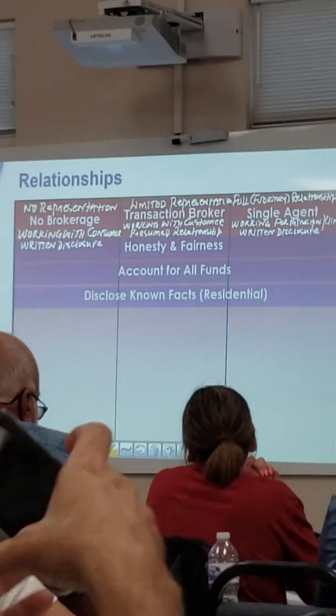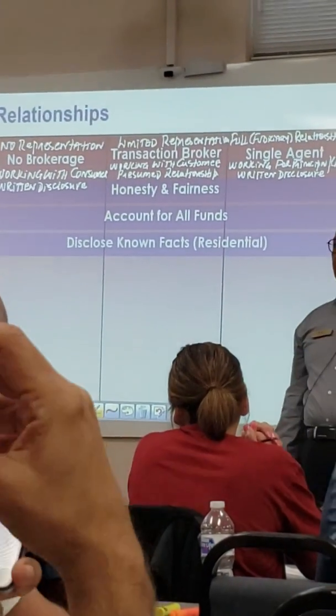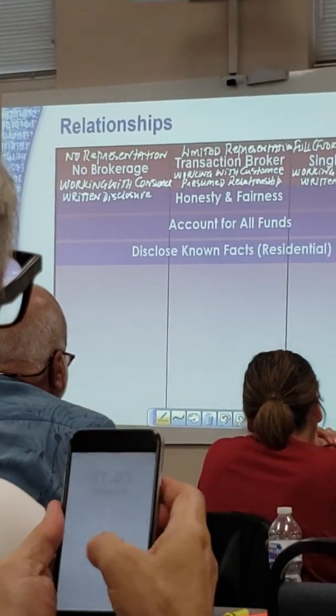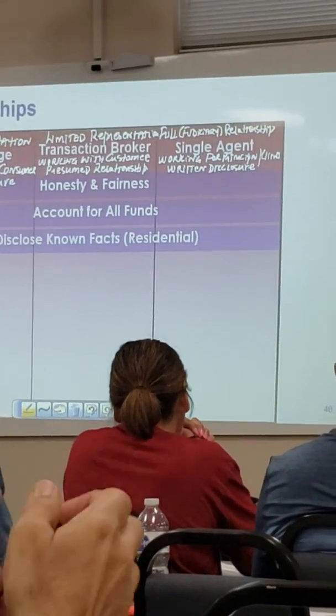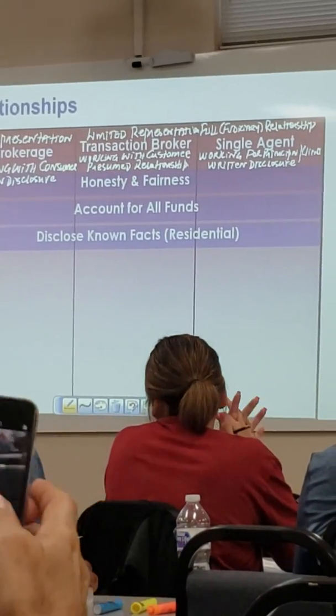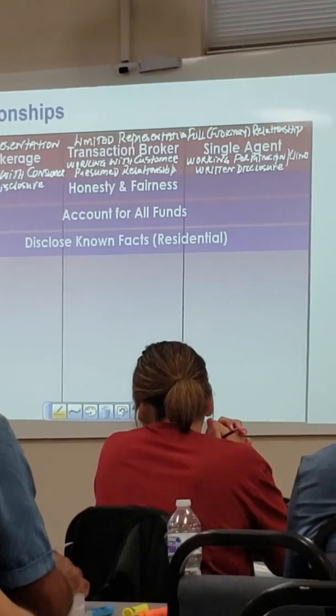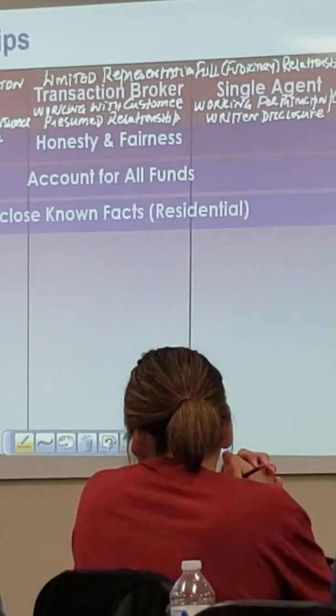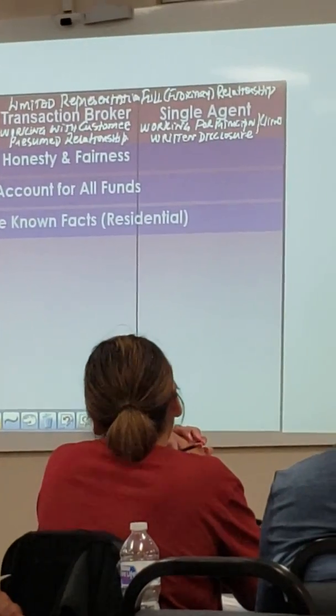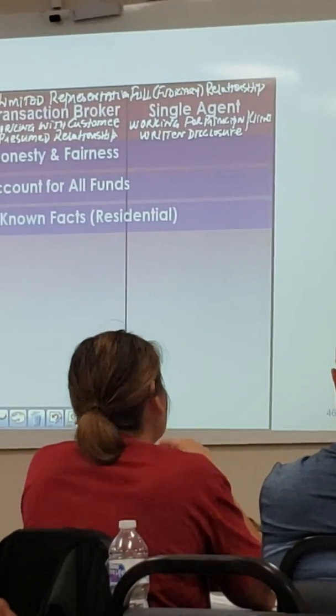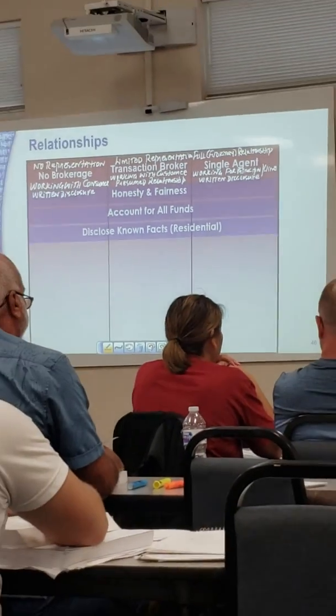These are the three that the broker can establish with the public. Either a no brokerage relationship, where the broker is working with a consumer and the disclosure must be in writing. There is a transaction broker relationship, called a limited form of representation, where the broker is working with a customer, and it's a presumed relationship; no written disclosure is required. And we have a full or fiduciary relationship, which is called single agency, where the broker is working for a principal or client, and written disclosure is required.